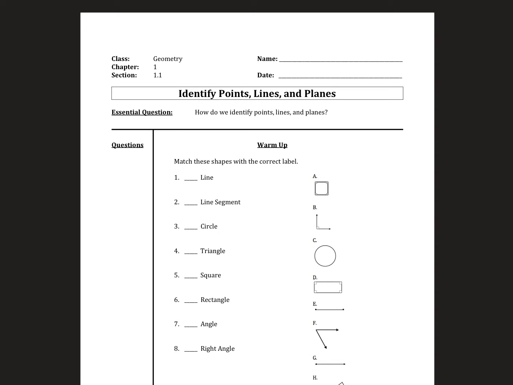This is our first lesson of the year in geometry. This is 1.1. The name of this lesson is Identify Points, Lines, and Planes. Our essential question is, how do we identify points, lines, and planes?